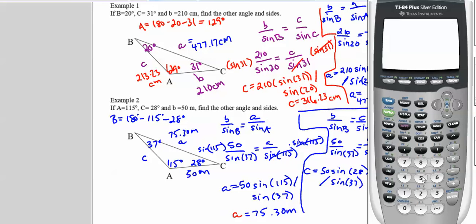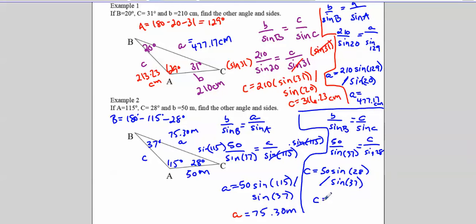And let's type that in. 50 sine 28 divided by sine 37. And we get 39.00 meters. Okay, and we've solved our triangle in example 2.